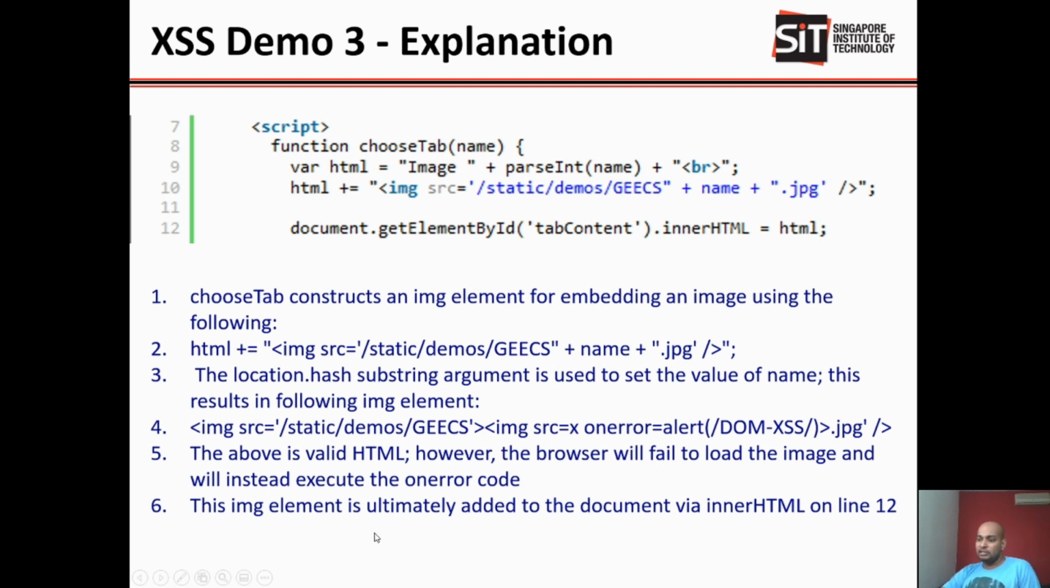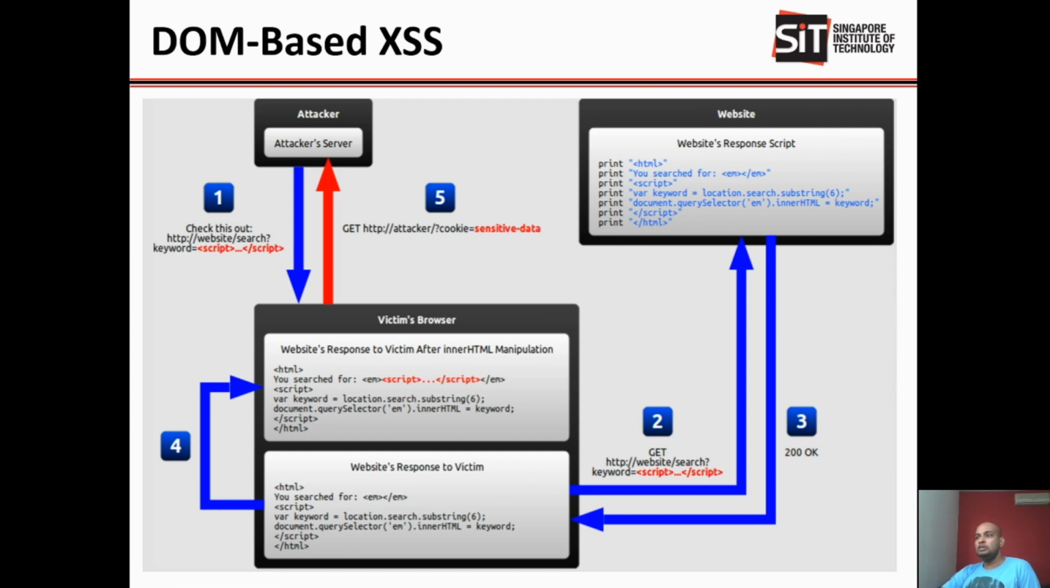This image element is ultimately added to the document via innerHTML on line number 12. If you look over here, it is document.getElementById tab content innerHTML. This DOM element's innerHTML is the one which is causing all the problem, because this string is all created first and is added as an innerHTML element. The number of steps in a DOM-based attack is as follows.